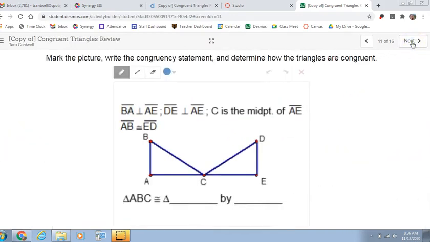Okay, now we get into a little bit different types. We have information that's given to us, and we need to take that information, figure out what it means, and mark it on our picture, and then make sure down here when we write our congruent statement that we put things in the correct order.